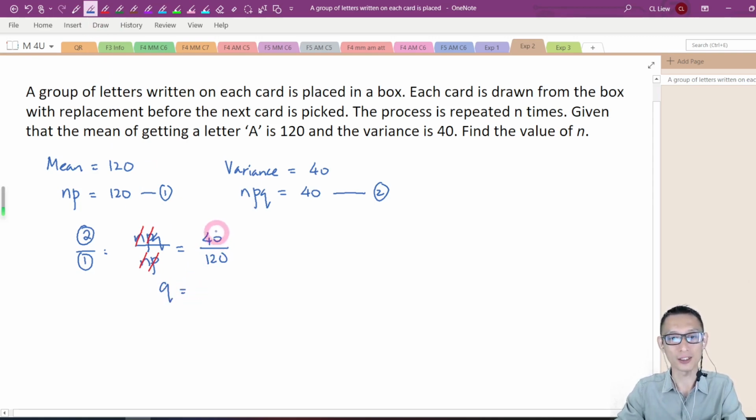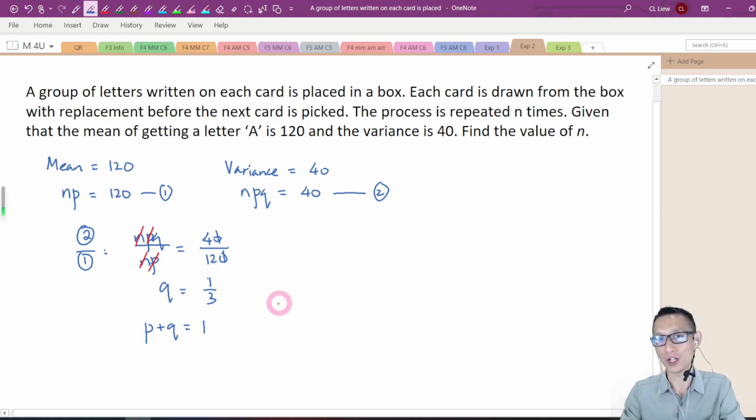Okay, just press your calculator to simplify it. So this is divided by 4, you will get 1/3. But we actually need n, right? It's okay. Because we know that p plus q is always equal to 1. Now we have the value of q. Can we get the value of p? Yes. Once we have the value of p, we substitute into this equation, we can get the value of n.